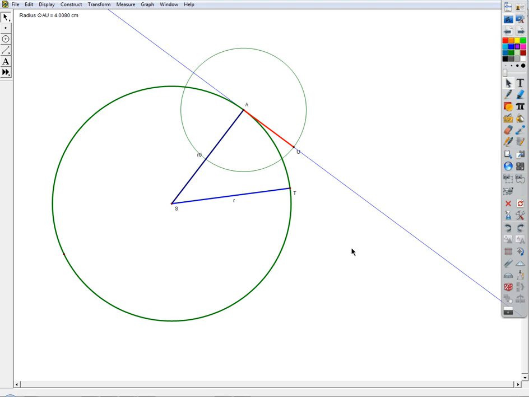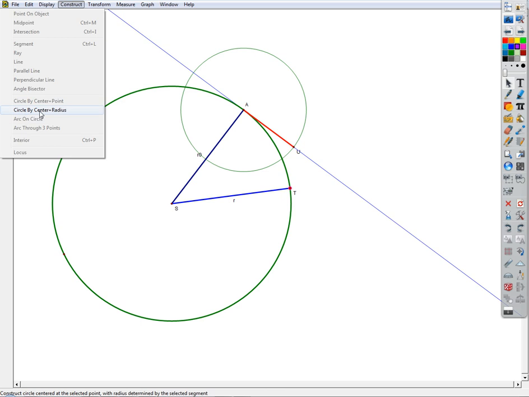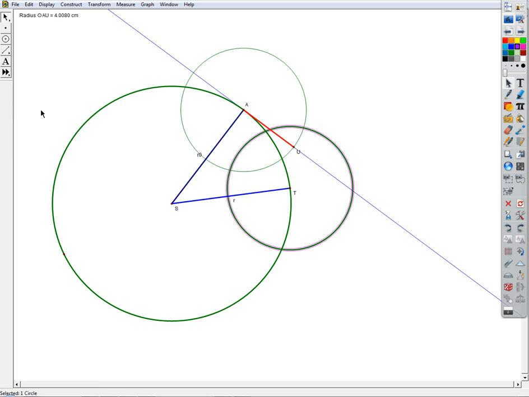So I want to do the same thing. I want to draw another circle with that radius. I'm going to construct a circle by center and radius, and there it is. Now we want to do another perpendicular line there to get our other tangential velocity vector. And let's label these, by the way. We're going to call this one V naught.